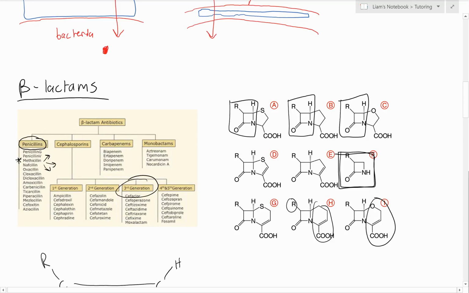And if someone comes in really, really sick with bacterial meningitis, you don't have time to do a culture. You just need to treat them empirically. We'll often use a third generation cephalosporin.